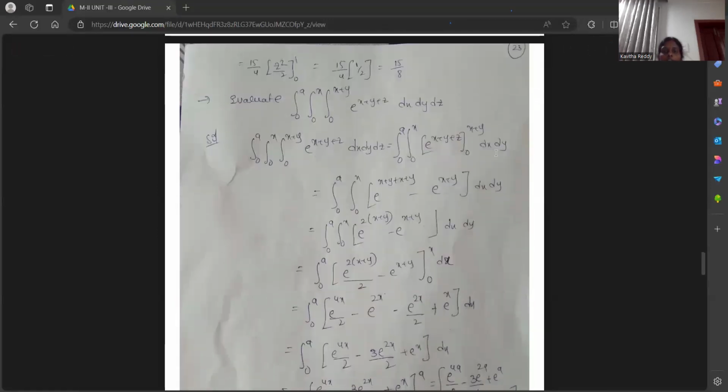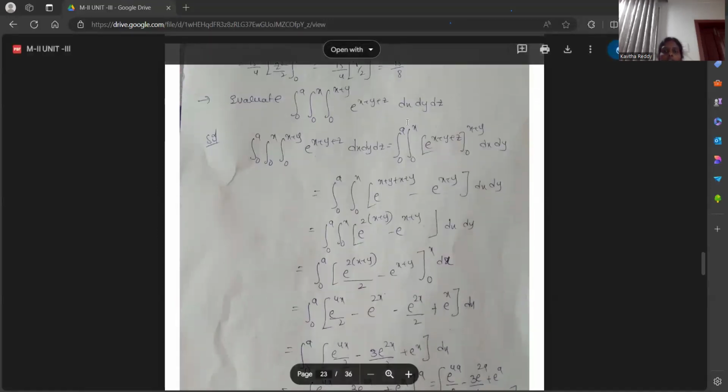15 by 8 is the answer. Then one more problem is there. Evaluate the integral of 0 to a, integral of 0 to x, integral of 0 to x plus y, e power x plus y plus z dx dy dz. So dx dy dz. Then what is that integration?